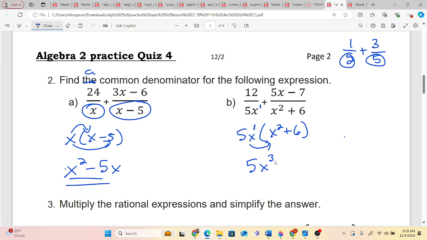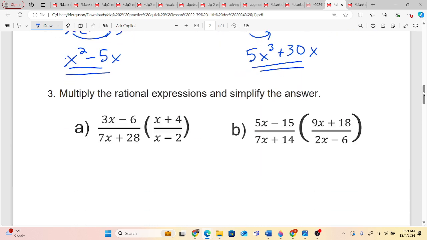And then plus 5x times 6 is 30x. And that's my common denominator. So that's all you've got to do for that. Any questions on that? All right, keep it moving.